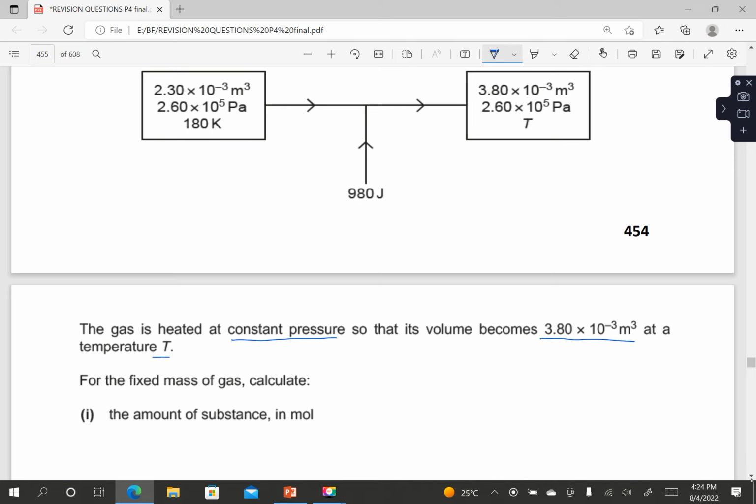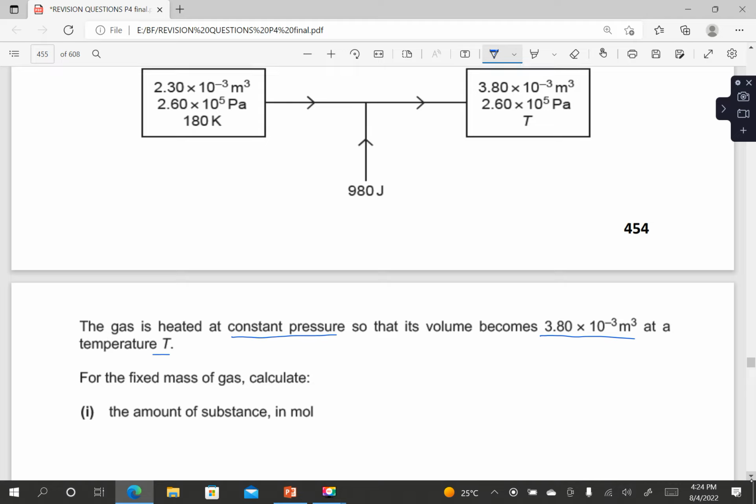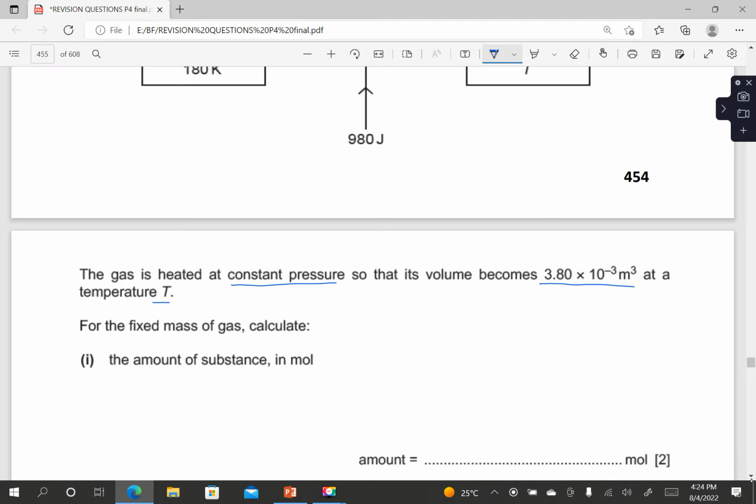For the fixed mass of a gas, calculate the number of moles. Okay, number of moles, that is easy. We know that number of moles is equal to pressure times volume over R times T, simple substitution. Pressure is 2.60 times 10 power 5 pascals times volume is 2.3. I'm using the first stage, 2.30 times 10 power negative 3. It is in meters cubed. R is 8.31. Temperature is given as 180. Press the calculator.